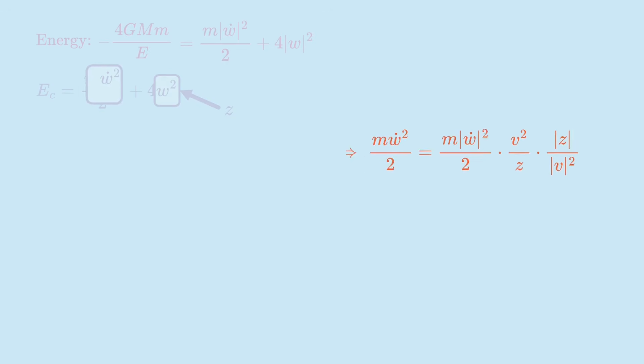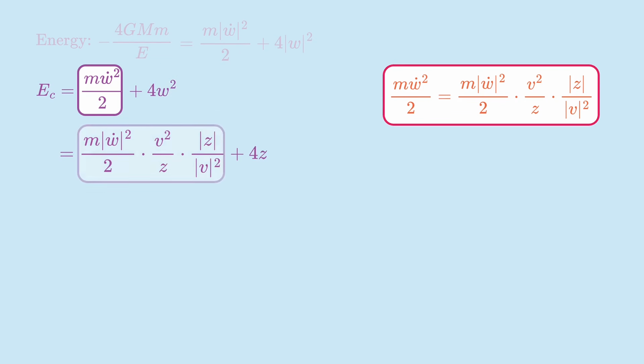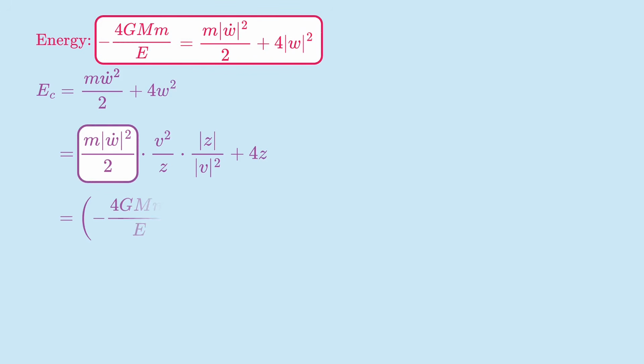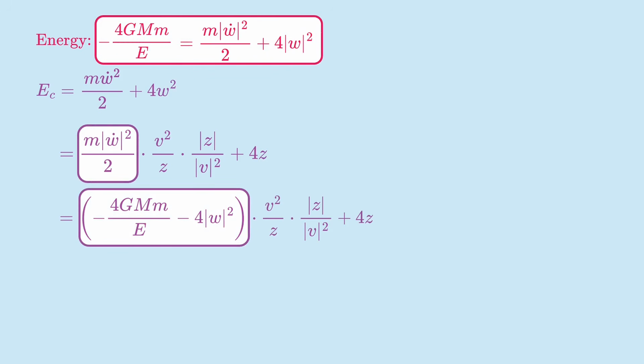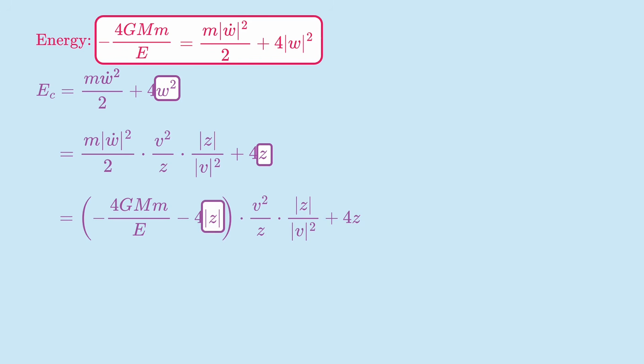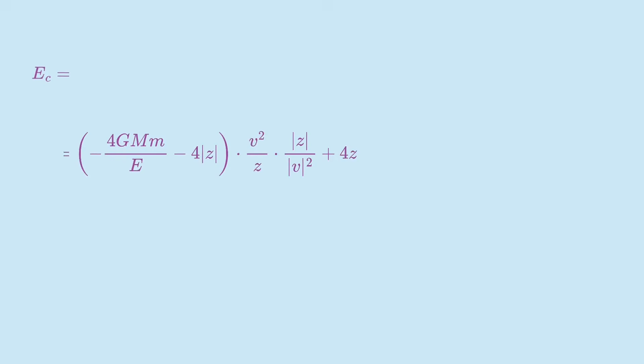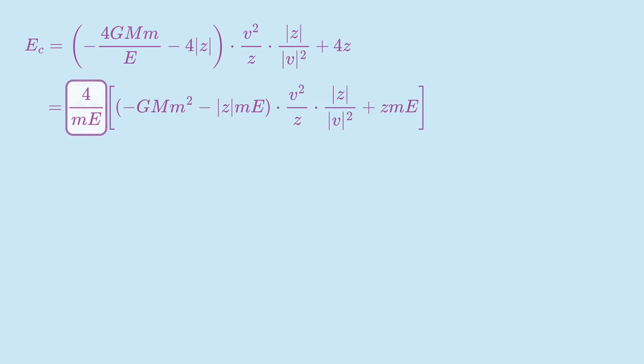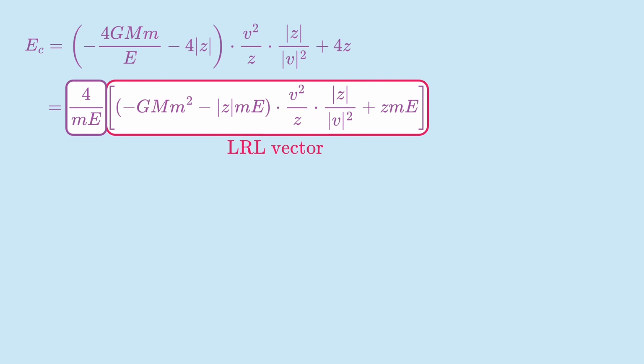We can substitute this back into the expression for EC. As a reminder, w equals square root of z, so the other bit just gives z. The first term can be rewritten as the real total energy minus 4 times the modulus of w squared. Just like how we replaced w squared as z, we replace mod of w squared as modulus of z. Next, we are pulling out a factor of 4 over m because the remaining bit is precisely the LRL vector.